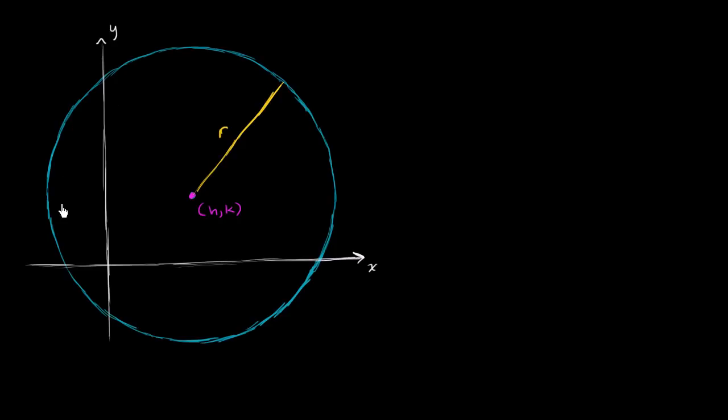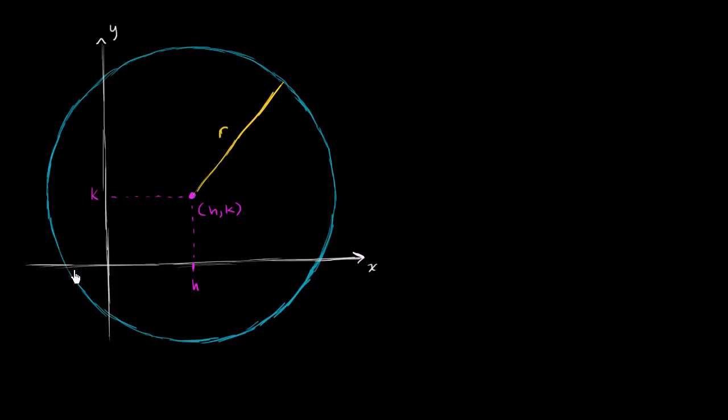So I've drawn a circle here with radius r, and its center is at the point h comma k. So its x-coordinate is h, and its y-coordinate is k right over here. What I want to do is figure out a general formula for the equation of this circle.